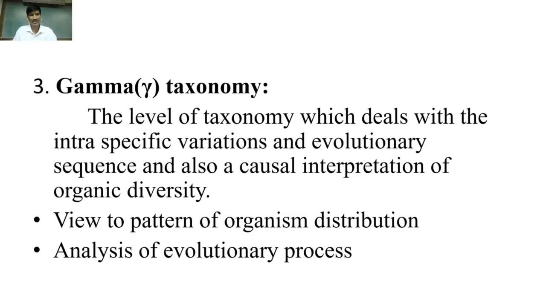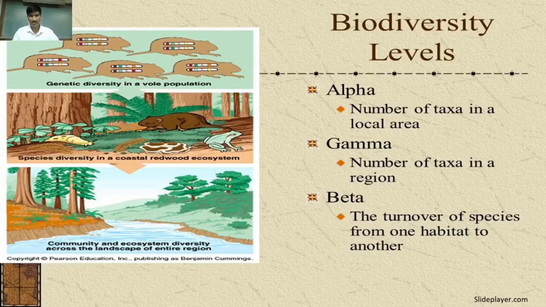Then the third parameter, the gamma taxonomy, is the level of taxonomy which deals with intraspecific variation. Intraspecific variation means that two different ecosystems or two different study areas are separated by natural calamities, and evolutionary sequences go through them and also cause the interpretation of organic diversity. In that diversity, we specifically view the pattern of organism distribution or animal distribution. We have just gone through these three levels of taxonomy.